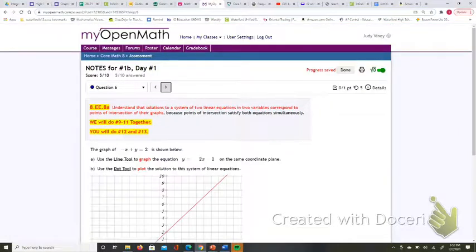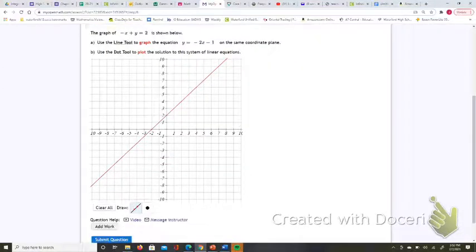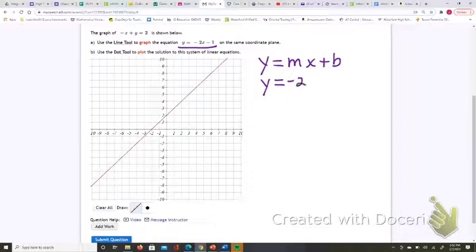Number 6. The graph -x plus y equals 2 is shown below. Use the line tool to graph the equation y equals -2x minus 1 on the same coordinate plane. So we need to graph the new line that they're telling us to graph. So we're going to graph this one. So I want you to remember that your equation is y equals mx plus b. And our equation is y equals -2x minus 1.